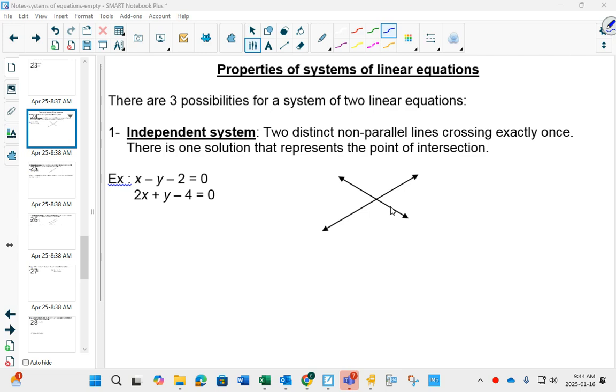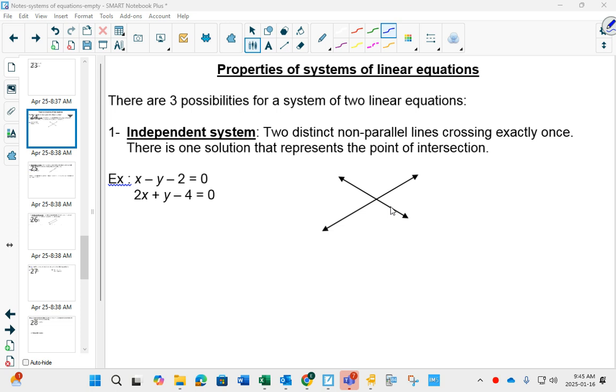When you have two lines, that makes a system of equations because it has two variables and two equations. And when we have those two lines, what we're going to look at today are the three different possibilities for a system of linear equations. Every one that we've done so far has been an independent system. So an independent system is two non-parallel lines, and they will always intersect at one point.